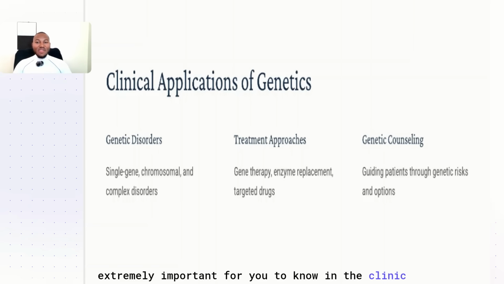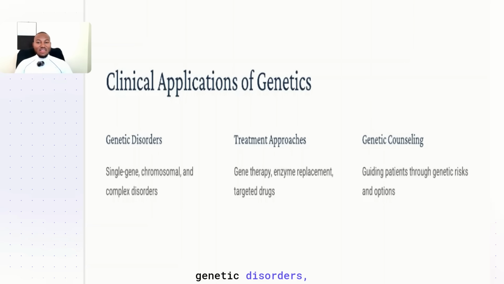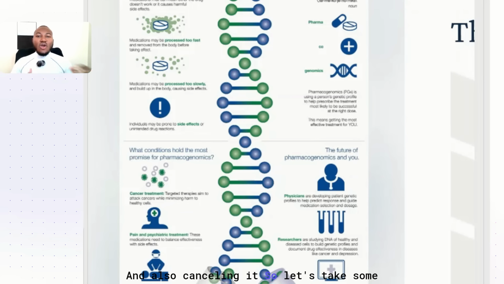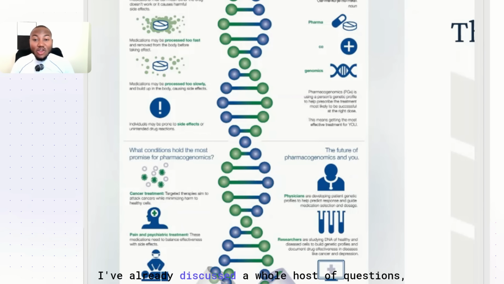In the clinic, we can use genetics to treat genetic disorders, right? Different treatment approaches: enzyme replacement, targeted drugs, gene therapy, very, very important, and also counseling. So let's take some questions. Very, very important. I've already discussed a whole host of questions, but now I want to also discuss some questions on the cell cycle so that we'll be able to understand each other very properly. As a recap to what we've discussed.